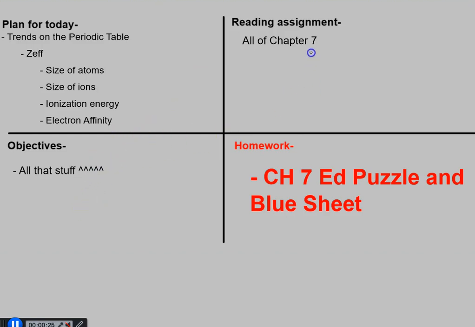Reading assignment this weekend, I would encourage you to have read all of Chapter 7. The last two sections, I think, of Chapter 7 are not important. They are the properties of metals and nonmetals based on this stuff, which is interesting but not tested. I did not look at these this morning, but hopefully we have more than 5 people that have done them now.